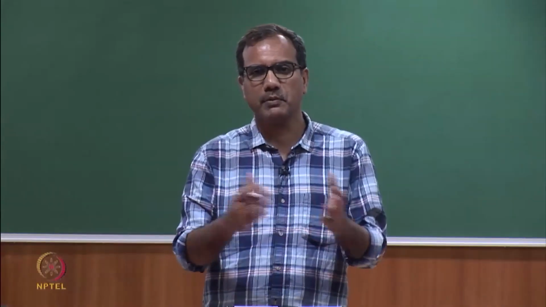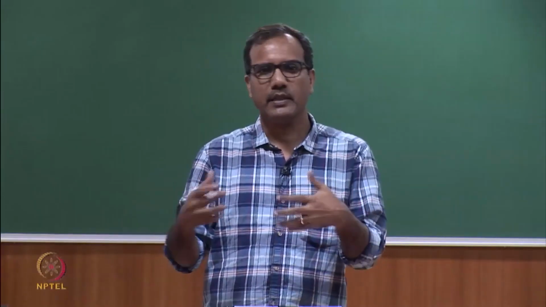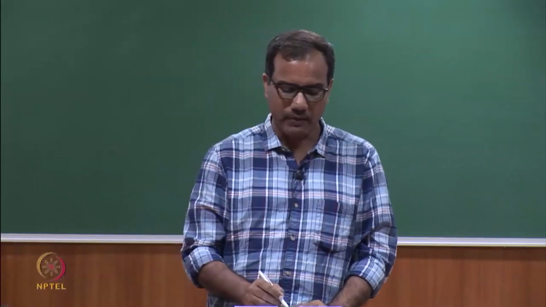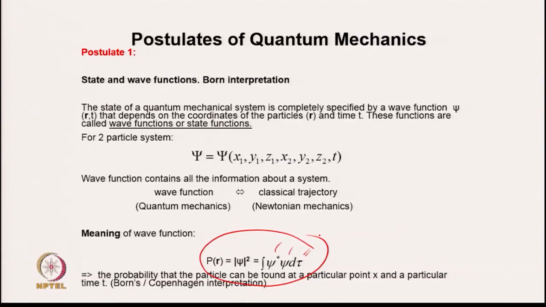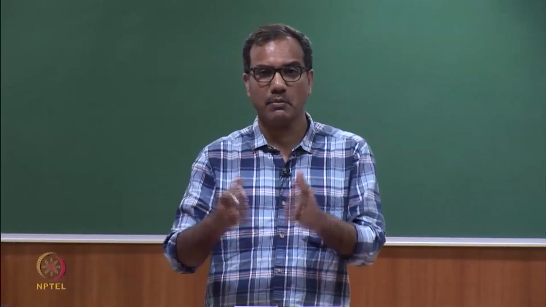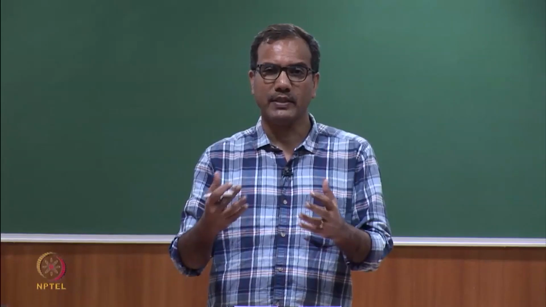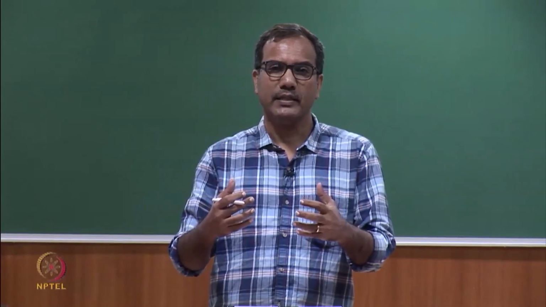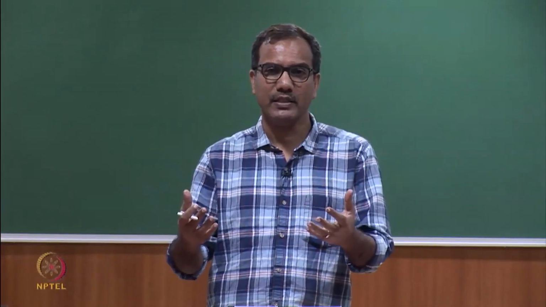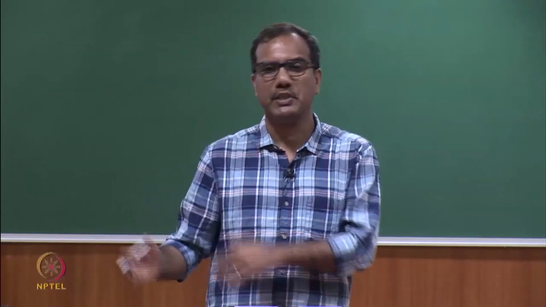So probability is proportional to d tau. If d tau is big, then probability will be big, and that is why PR is proportional to d tau. PR is also proportional to psi star psi, which is probability density, and I explained that by giving an analogy to intensity dependence on amplitude.